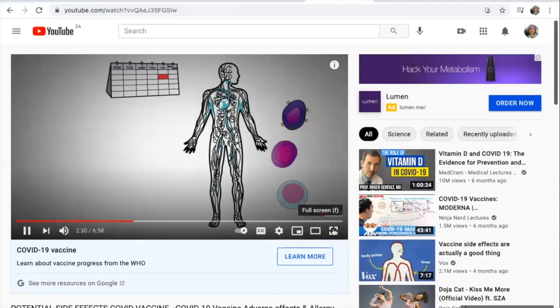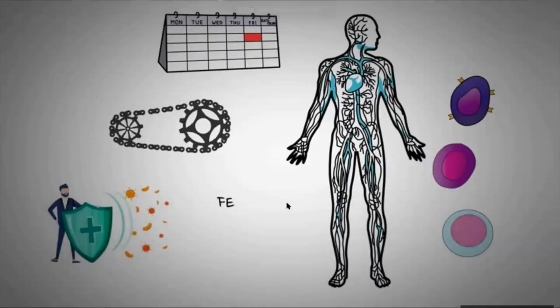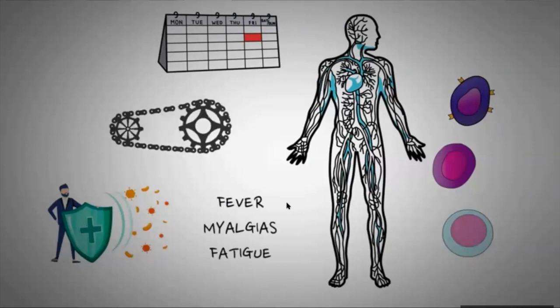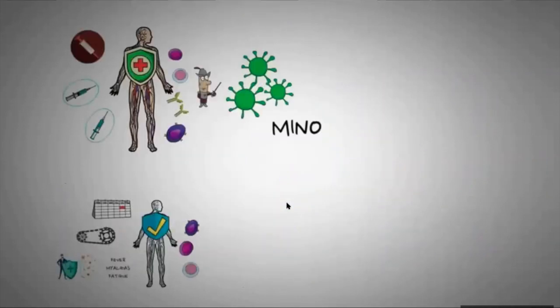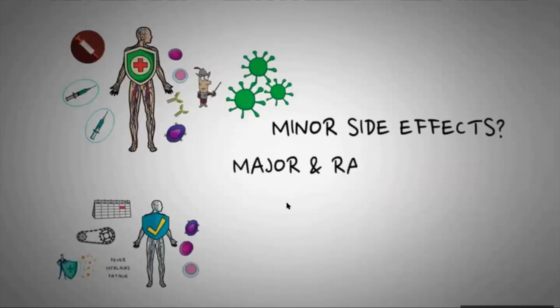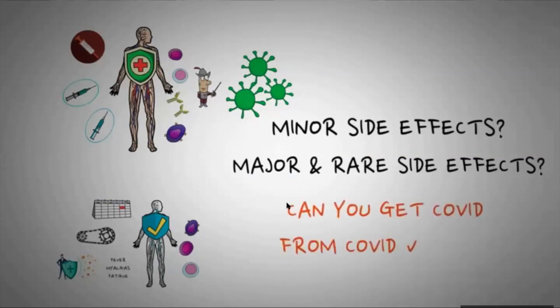Sometimes after vaccination, the process of building immunity can cause symptoms such as fever, muscle pain, fatigue, etc. These symptoms are normal and are a sign that the body is building immunity. So it's very important that you understand the minor side effects of the COVID vaccine, and also we will discuss some of the rare but serious complications that can occur. Then we will talk about whether you can get COVID-19 from a COVID-19 vaccine. So without further ado, let's begin.